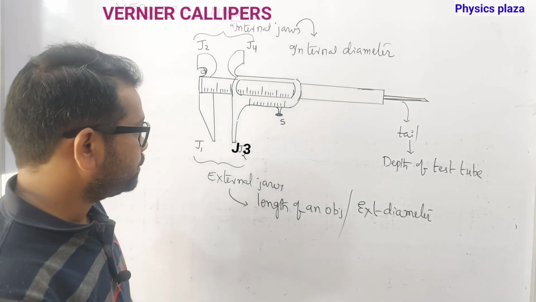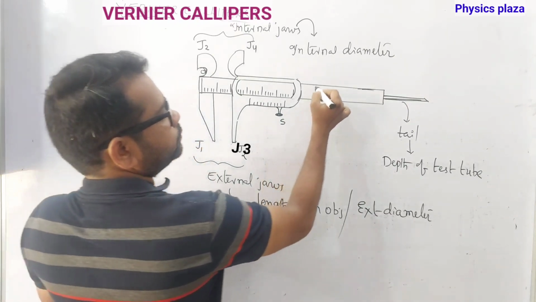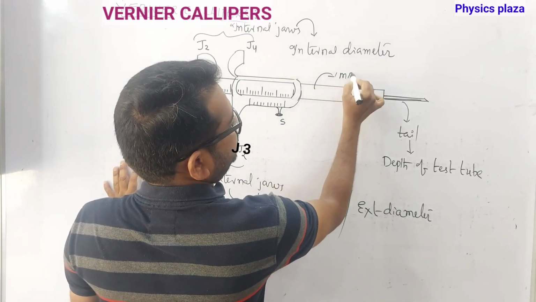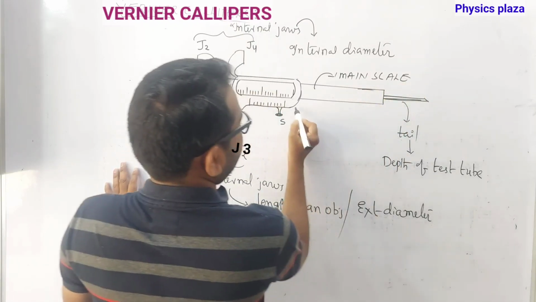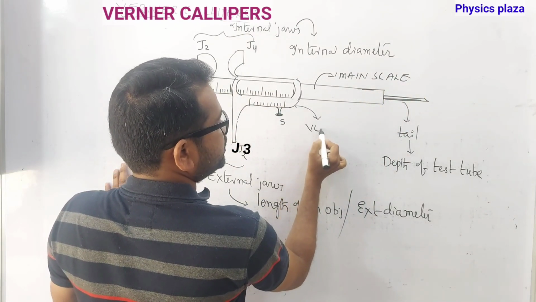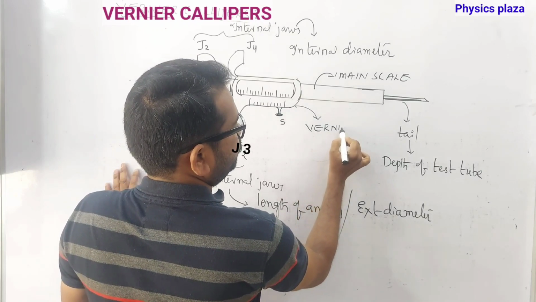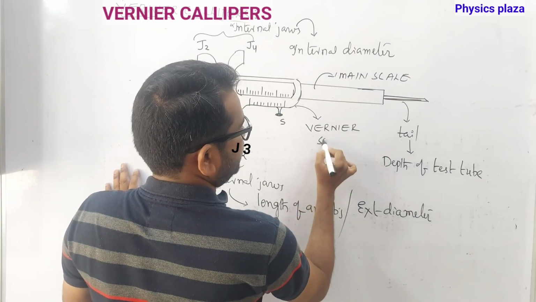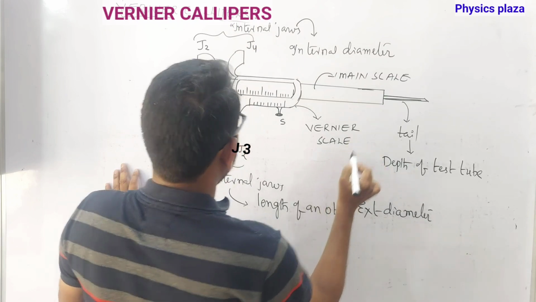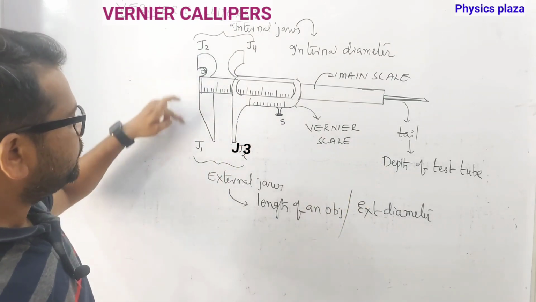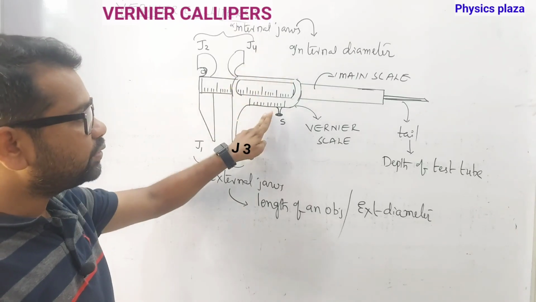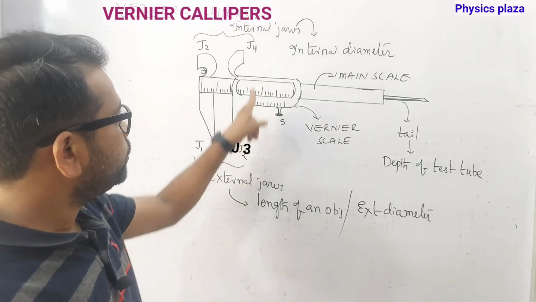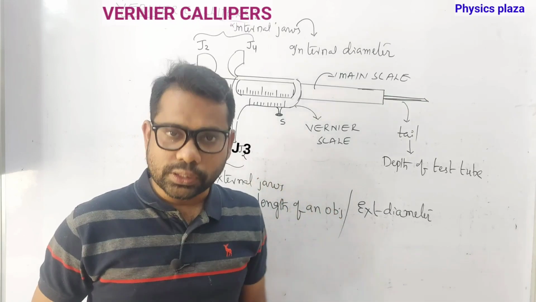Again I am telling you, children. This is the main scale, and this is the Vernier scale which can be slid over the main scale. Whereas J1 and J2 are the fixed jaws, J2 and J4 can be slid along with the Vernier scale. That is why J2 and J4 are called movable jaws.